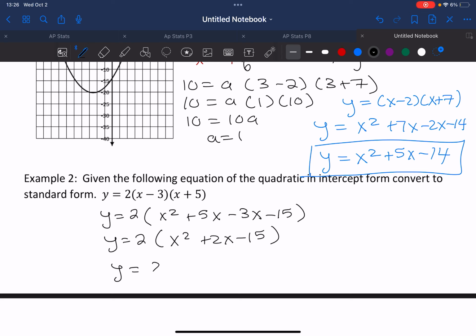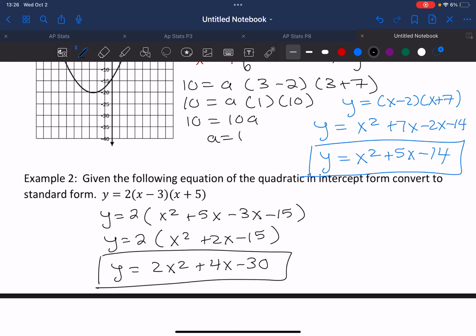Y is equal to 2x squared plus 4x minus 30. And that is my answer.